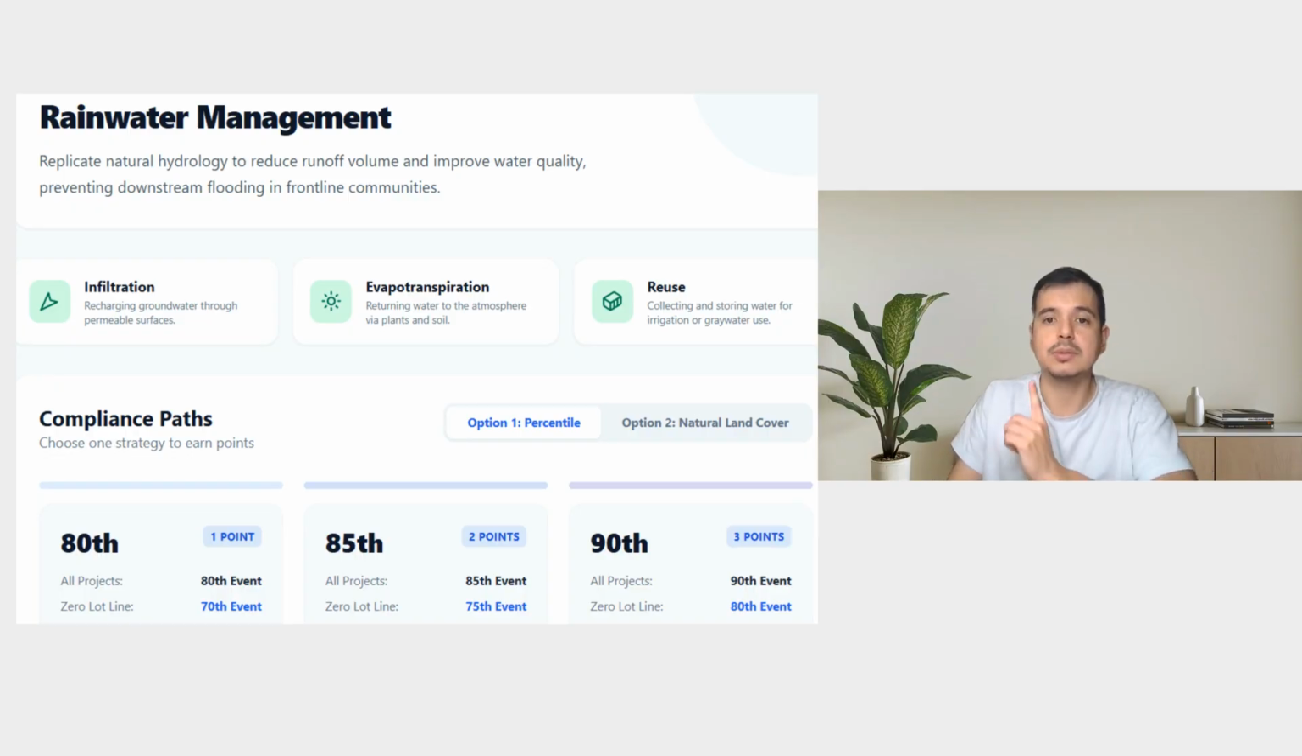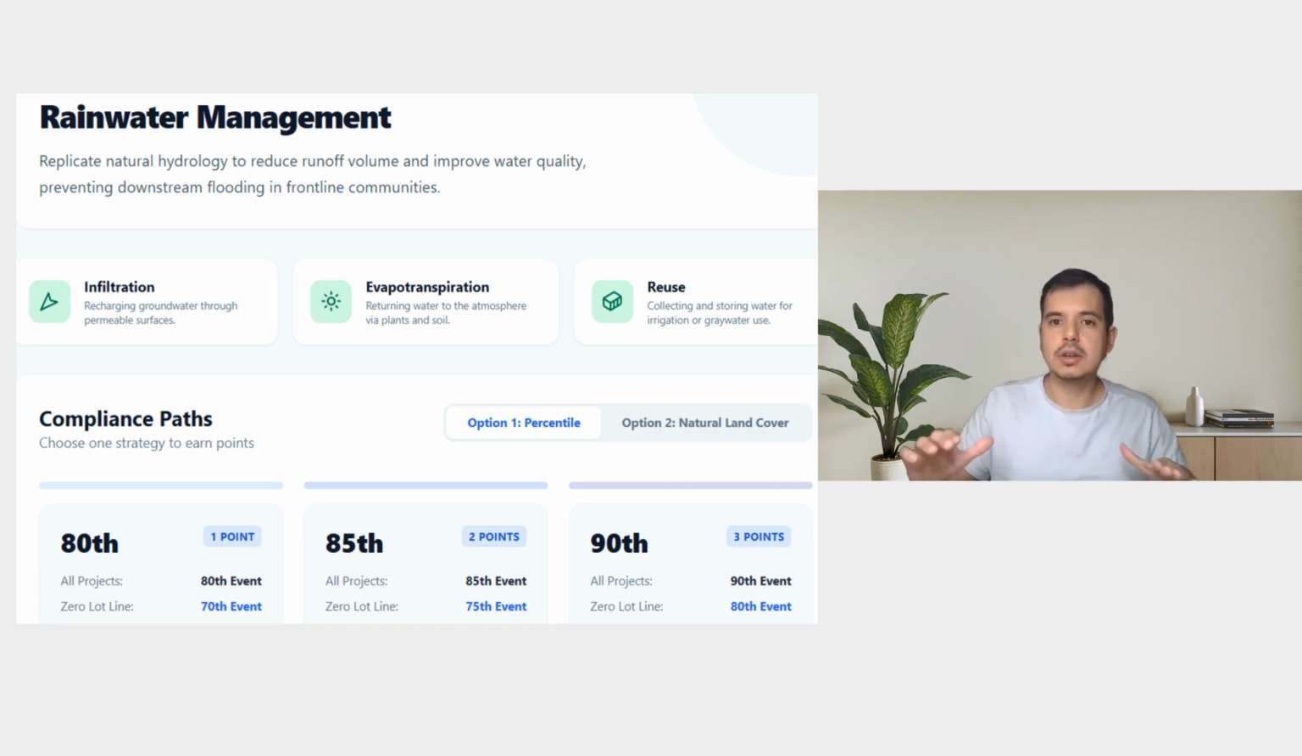So we can get up to 1 point if we reuse at least 80% of the water that falls from the rainfall. If we reuse at least 85%, we're going to get up to 2 points. And if you reuse at least 90%, we're going to get up to 3 points.